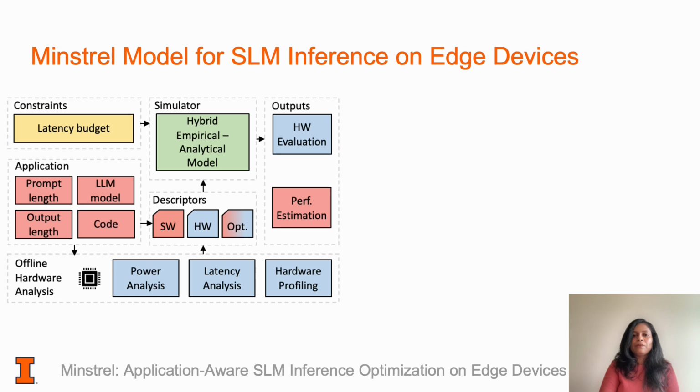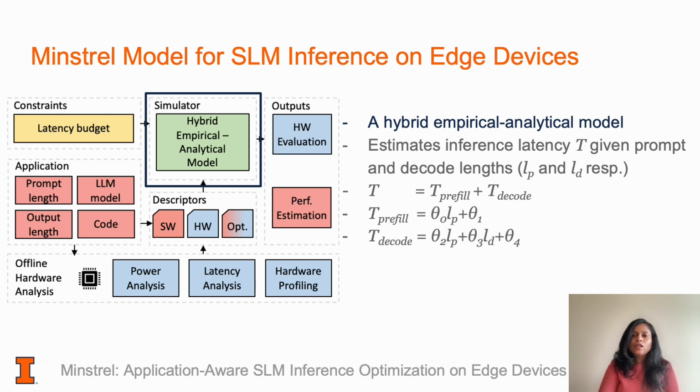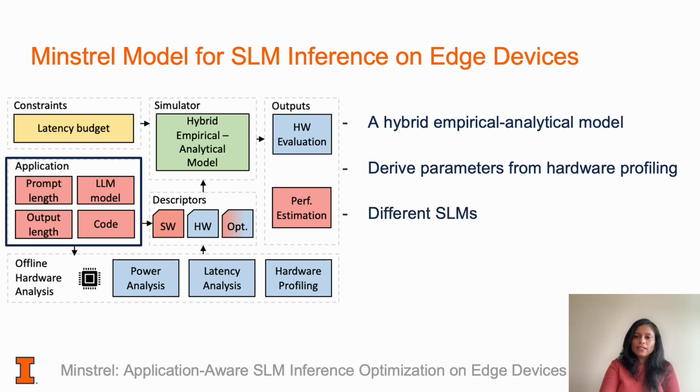Minstrel is a hybrid empirical analytical model which estimates inference latency given prompt and decode lengths. We express the total time as a sum of prefill and decode times, which are linear equations depending on prompt and decode lengths. More detail about our model and assumptions are available in the paper. Please check it out. We derive the model parameters through extensive hardware profiling, which we conduct with different SLMs and various prompt and decode lengths.